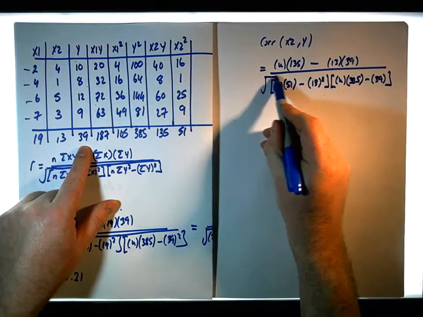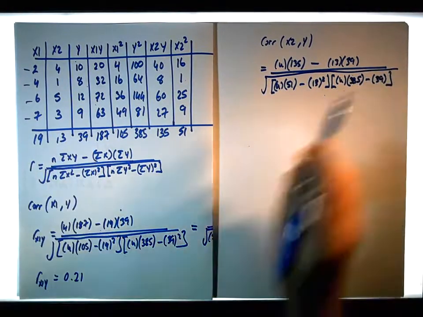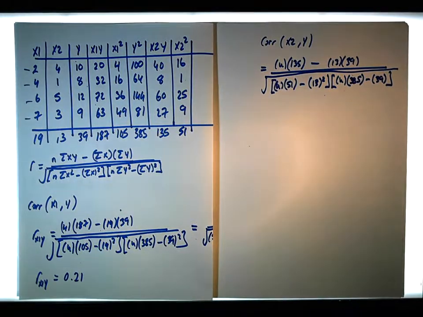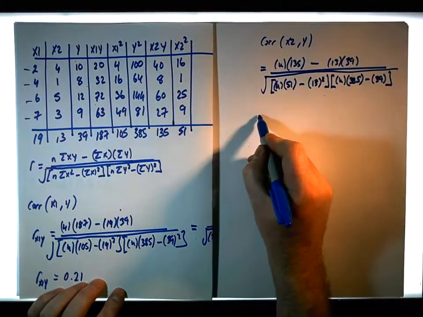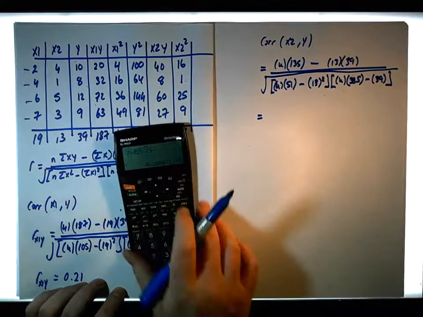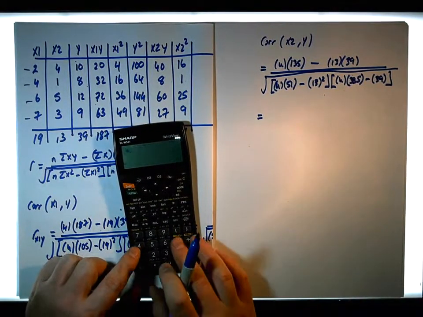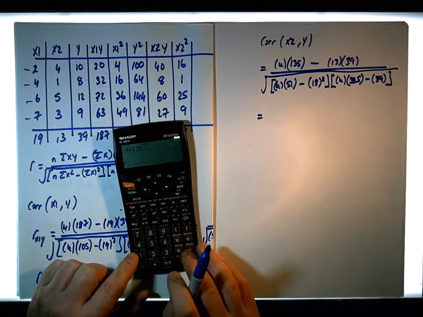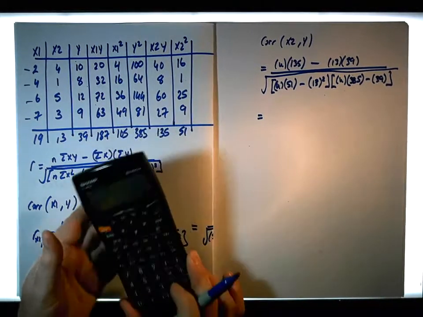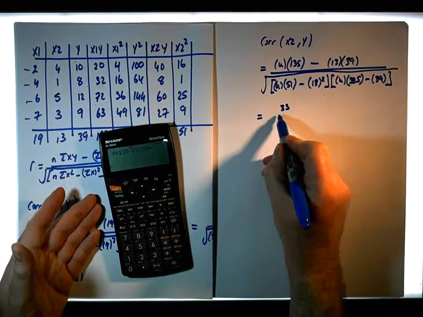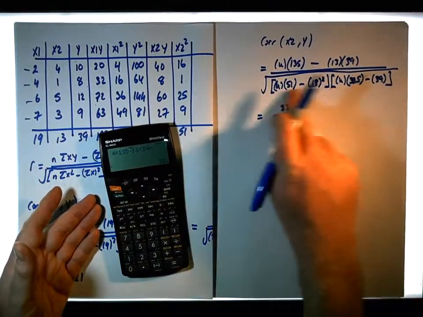There's actually a little bit of redundancy here, so we probably should have done everything independently, because you can see that this term has appeared a couple of times. But anyway, I'll do the numerator first. It's 4 times 135 minus 13 times 39, which gives us a value of 33, which needs to be divided by, and I'll just do each one of these separately.